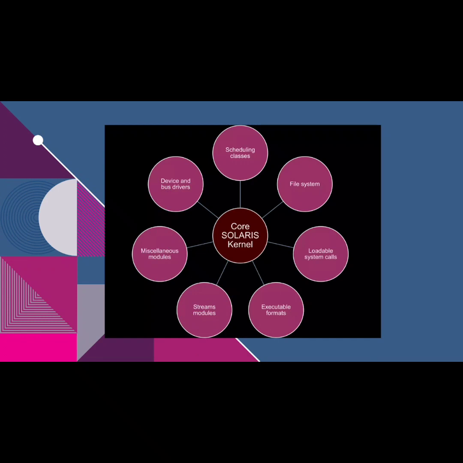As we can see here is a figure of the Solaris operating system structure. The Solaris kernel is organized around a core kernel with seven types of loadable kernel modules: scheduling classes, file systems, loadable system calls, executable formats, streams modules, miscellaneous modules, and device and bus drivers.